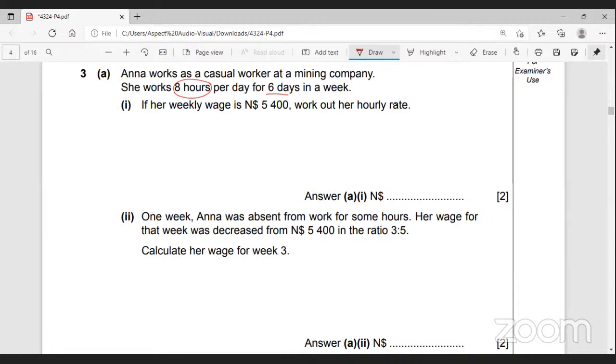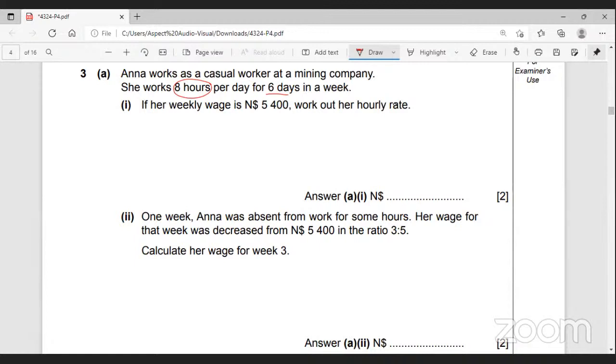8 times 6. And then after you get that, you are dividing 5,400 by whatever you get. You are correct, but you are dividing 5,400 by whatever you get.